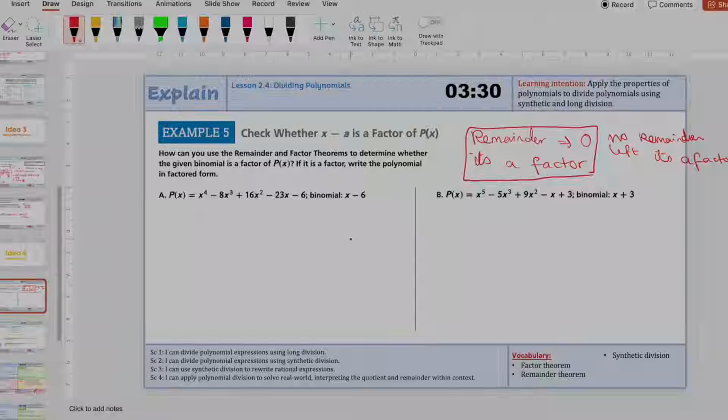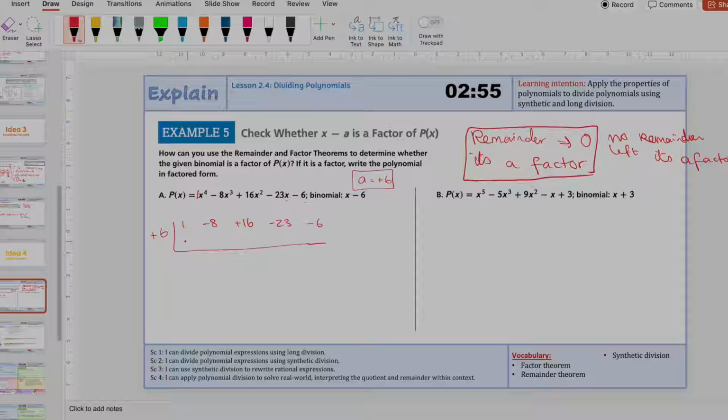You're just going to have something extra left. So how can we do that without actually dividing? If you want, you can just use synthetic division. My a is positive 6, and I always take the opposite sign. So I'm going to try to divide here. Take the coefficients, and just check that there is no term missing: x to the power of 4, 3, 2, 1, and a number. Yes. Just put the coefficients: 1, negative 8, positive 16, negative 23, negative 6, and then do the synthetic division.